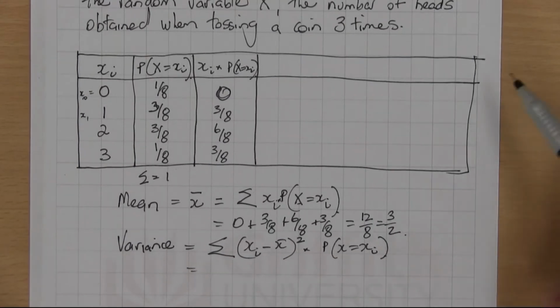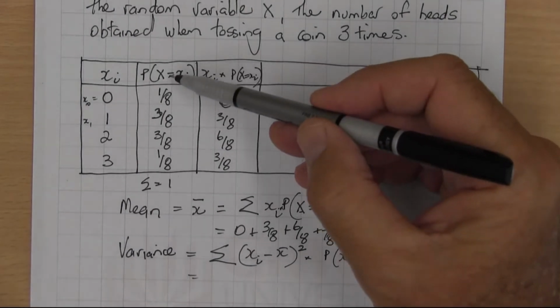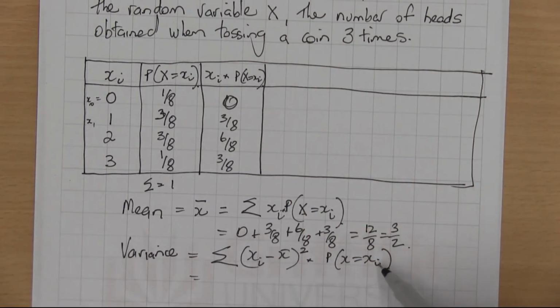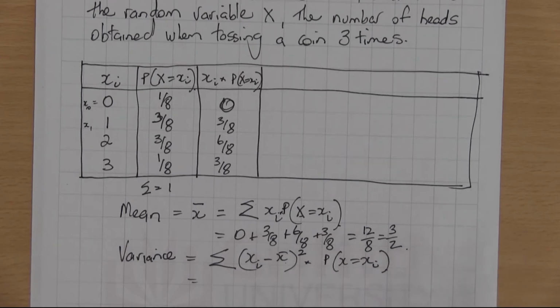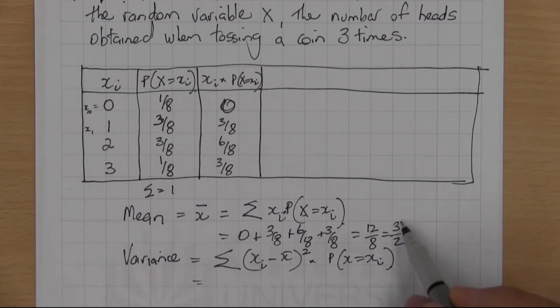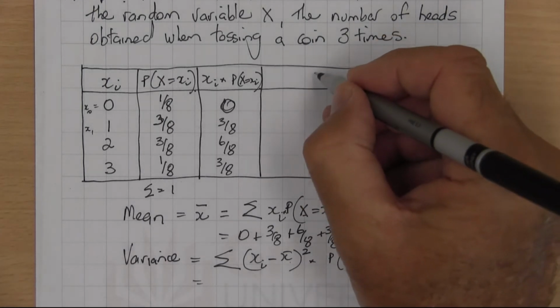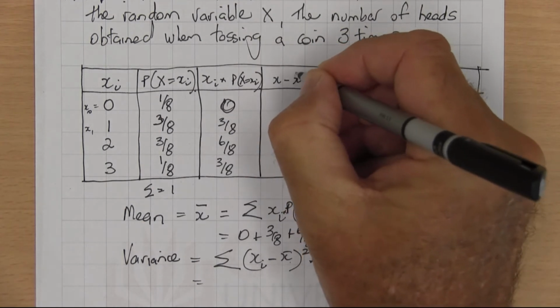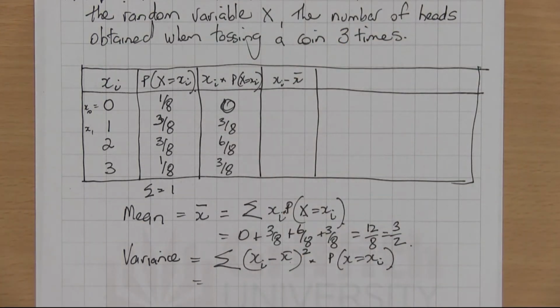Okay, we go back up to our table. We've got probability x equals xi, that's that column there, but we haven't got x minus x bar squared. We've got x bar now, which is 3 on 2. So our next column will be xi minus x bar.